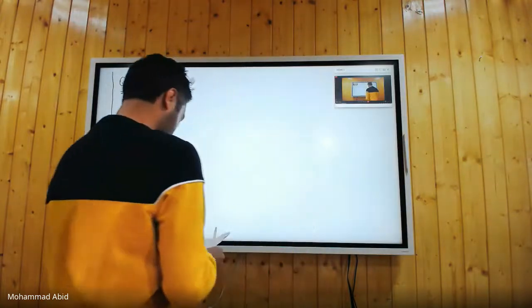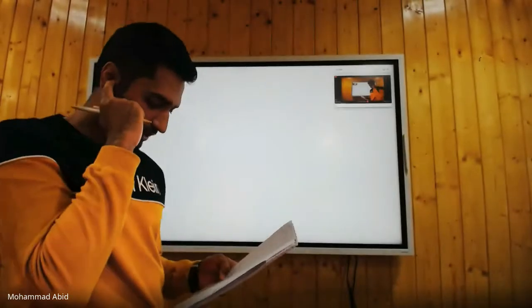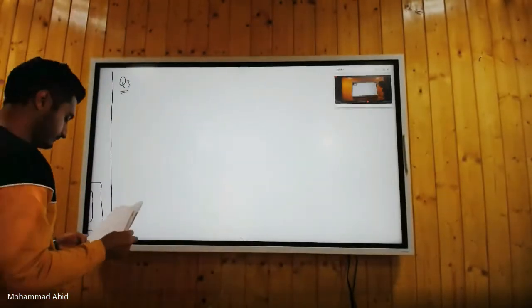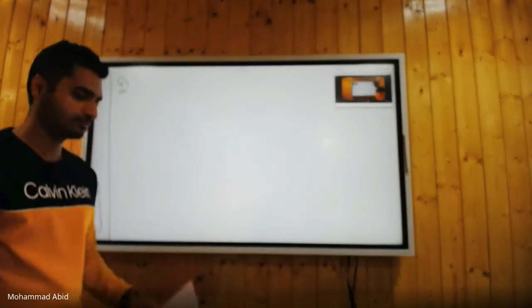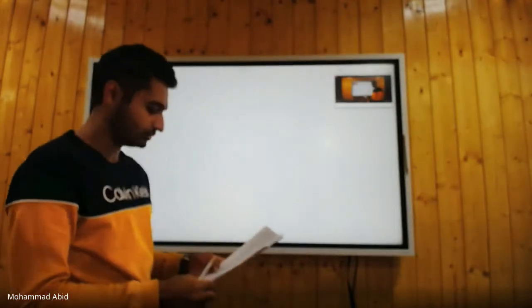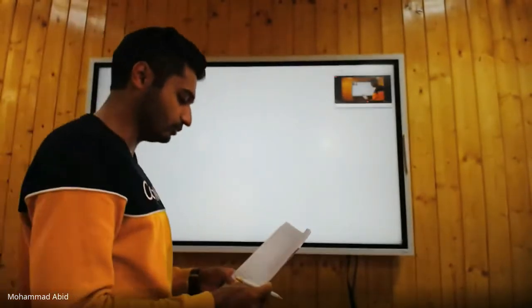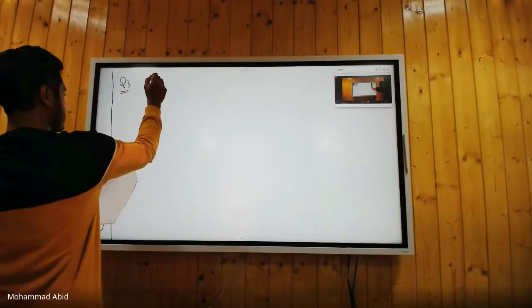Question 3 was again a 2x2 system. Given the initial condition, find the state transition matrix. The state transition matrix is very important in this course. Either it comes directly as a question or gets involved in another question. So you should have a lot of practice to find e to the power At, especially for 2x2 systems.